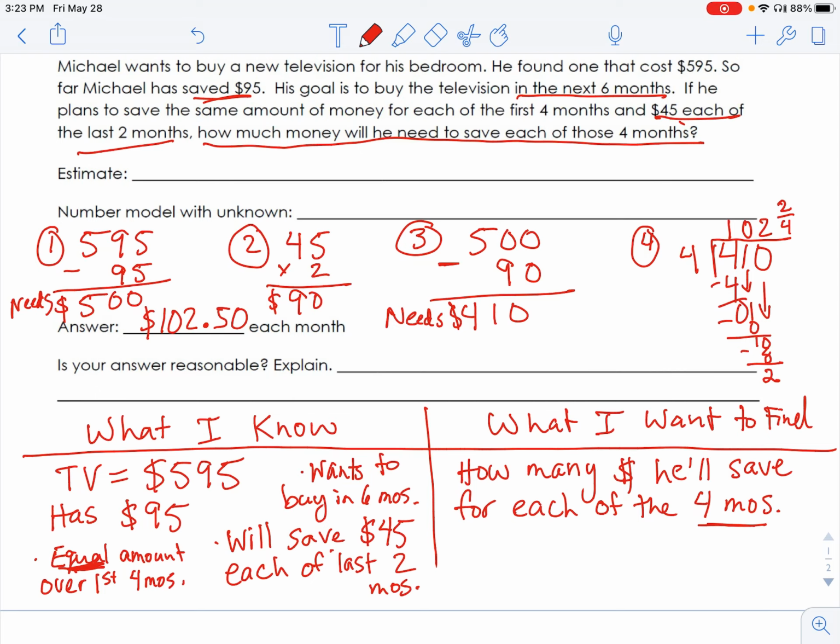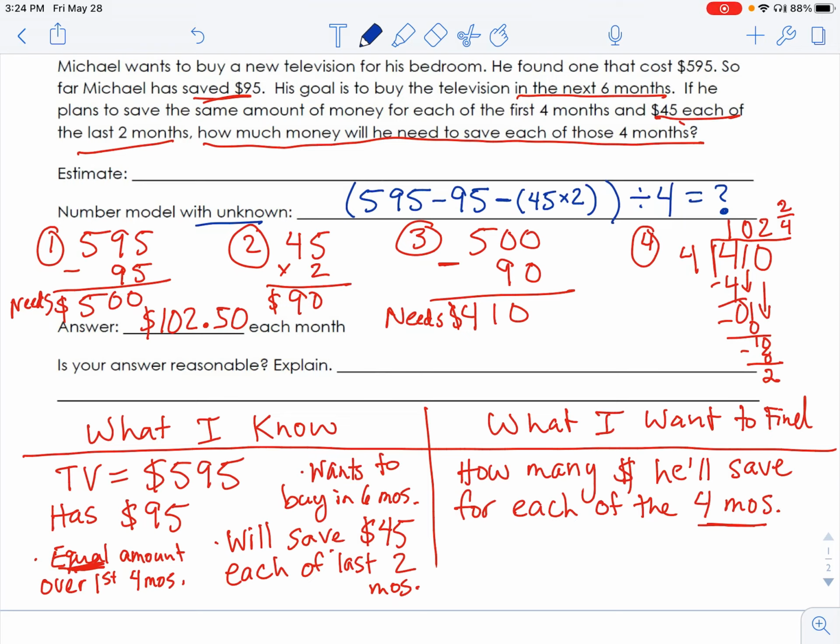Now this is kind of cool too. If you want to put all of those steps into one number model with unknown, all we did was we started with 595, then we subtracted the 95 he saved, then we subtracted actually the 45 he saved over 2 months, so I'm going to put that in parentheses. You could also write that as minus 45 and then minus 45 again. And finally, we took that entire number, which was 410, and divided it by 4. And it asks for with unknown, so I'm going to say equals question mark. And that's your number model.